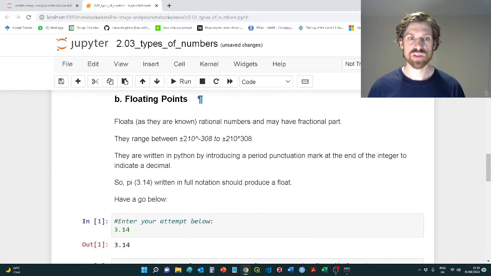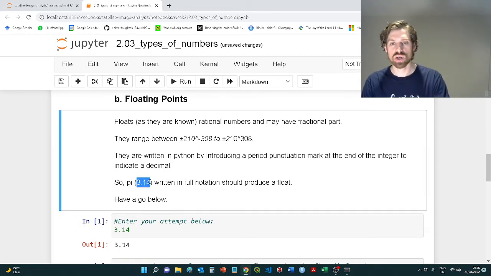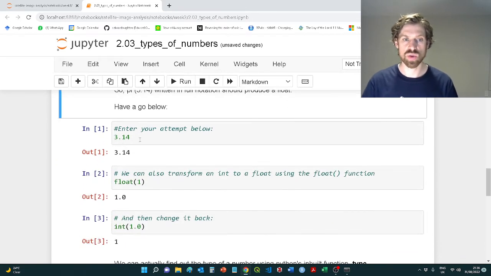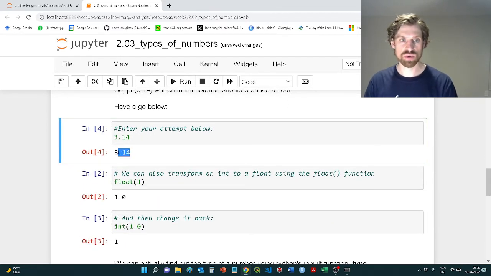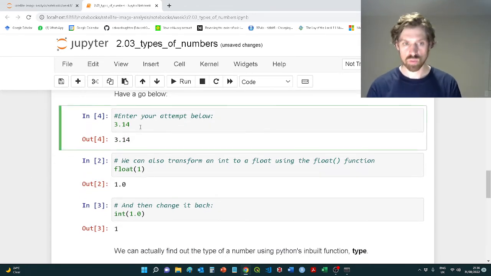I alluded there to the fact that we have float values, so these are decimal values, and these are basically numbers which have a decimal place within them. Pi is a good example of the float that I'm talking about in this particular instance. So we can enter 3.14 as printed out to the console, and we're able to transform it if we would like. Well, we don't need to in this instance because it's already a float, but we could transform that into some other type of value.